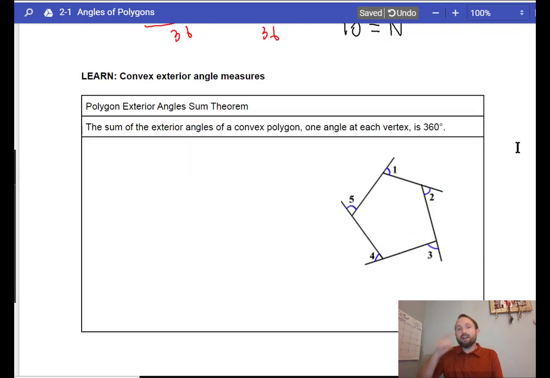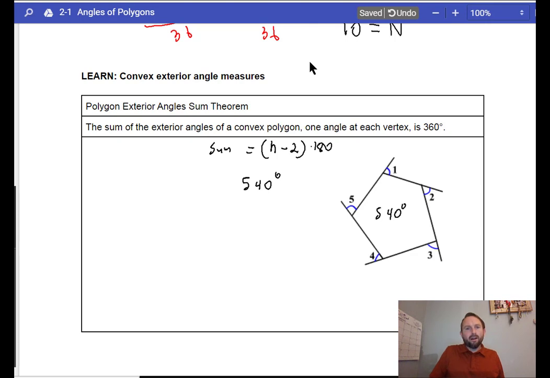So learn convex exterior angle measures. The sum of exterior angles of a convex polygon, one angle at each vertex, is 360. All right, so what does that mean? That means if you add up all the exterior angles, you get 360. And this kind of makes sense. Let's hold up. The sum of the interior angles would be 540 right here. Well, what does that mean for each of the interior angles? If I divide by 5, I would get 108.